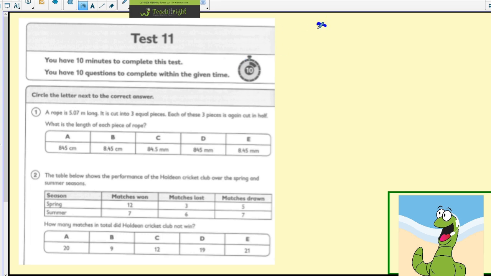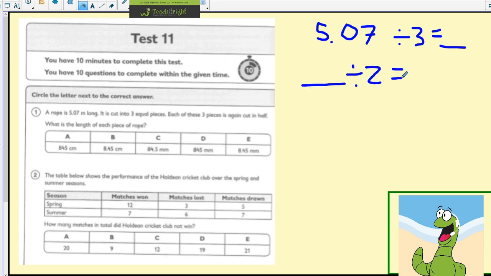So first thing we're doing is 5.07, and we're cutting it into 3 equal pieces. That means we are dividing it by 3. And then each of those pieces is cut in half again. So whatever the answer is, that answer will be divided by 2 to give us our final answer. So a few ways of doing this. I would probably do a bus stop.